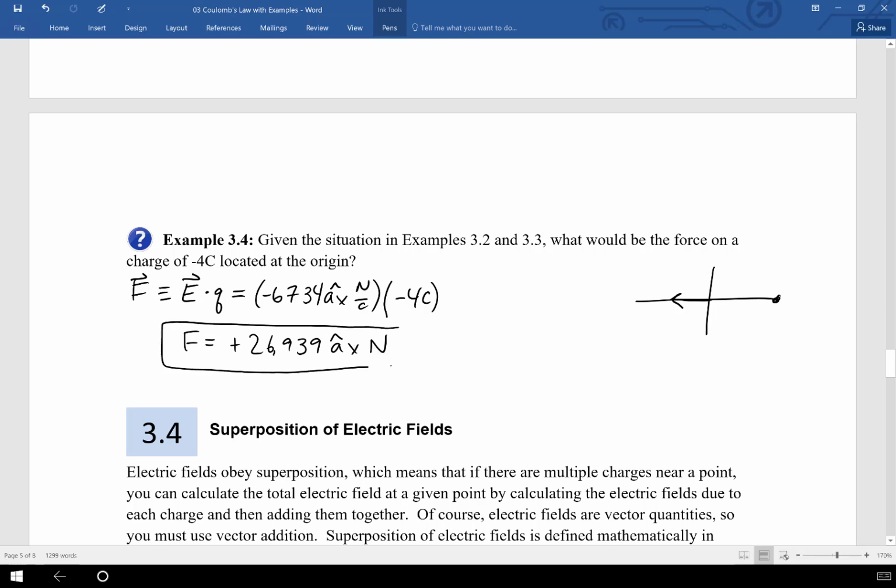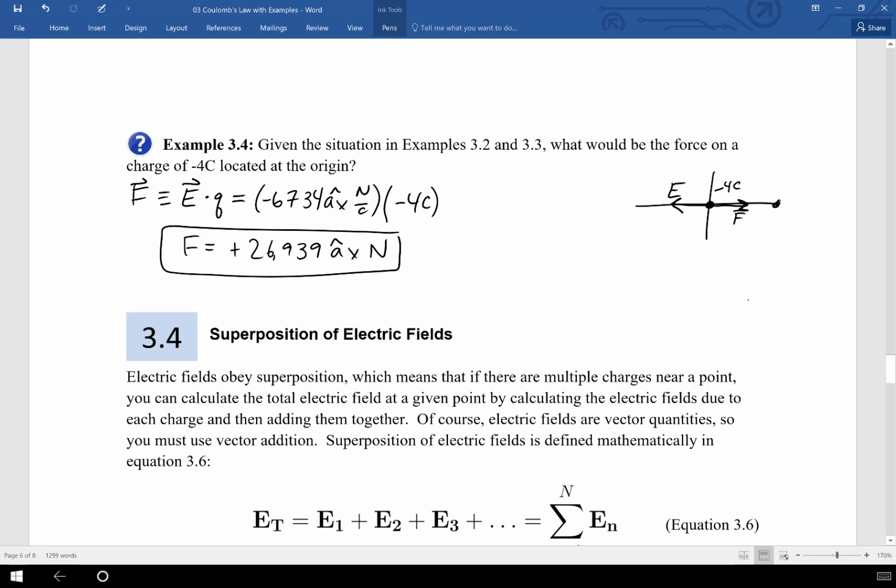So although the electric field is pointing to the left, we find that if this now has negative 4 coulombs, then the force is going to be pointing to the right. Just remember that the electric field assumes a positive test charge. So if you have a negative charge at that point, then the force is going to be in the opposite direction of the electric field.